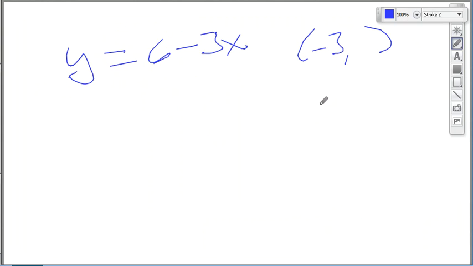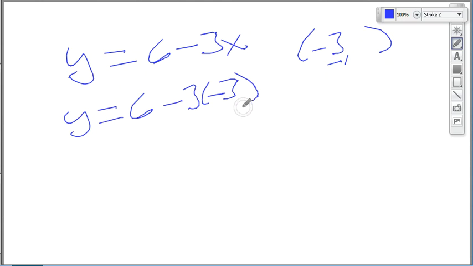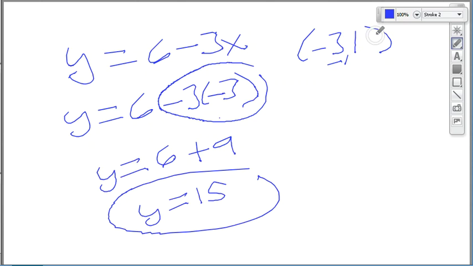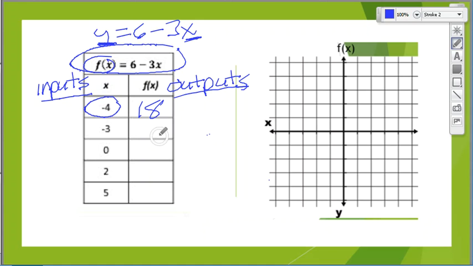If we want to figure out what y is, and we know that the x is negative 3, we take our equation, we write it just like it is, but instead of the x, we plug in negative 3. Now, when we simplify this, remember we need to do our multiplication first. So we have to do this negative 3 times negative 3 first. That's going to give us a positive 9. And 6 plus 9 is 15. So when our x value is negative 3, our y value is 15.